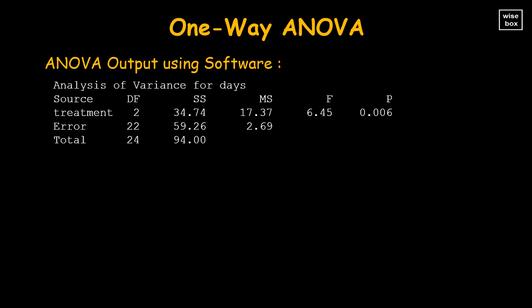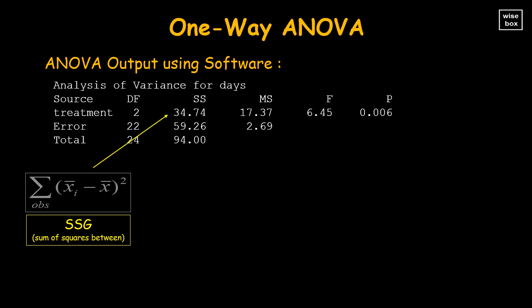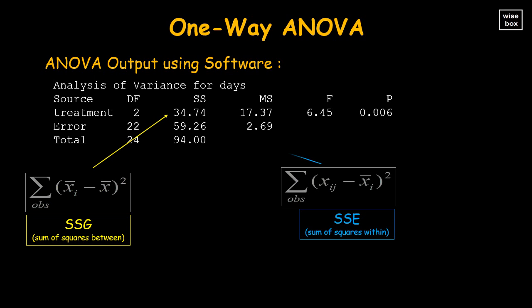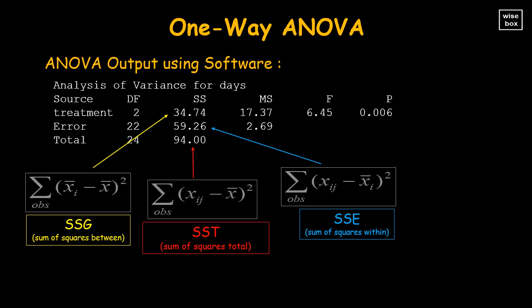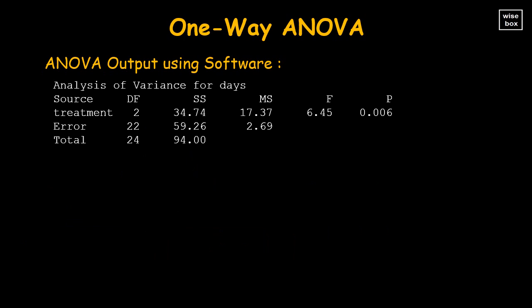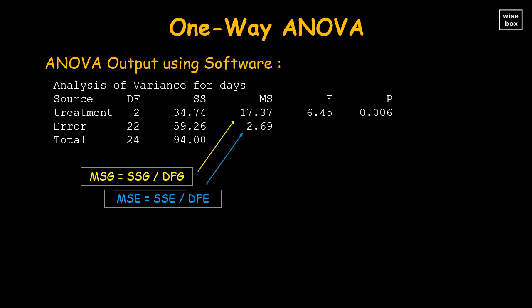Also, we can see the sum of squares groups, SSG, or sum of squares between. The sum of squares error, SSE, or sum of squares within. And the sum of squares total, SST. Also, we notice the mean squared variation due to groups, MSG, mean squared error, MSE, the F ratio, or F statistic, and the p-value.